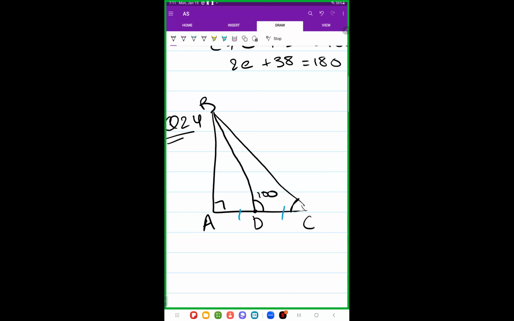But I don't have any third angle given. Oh no, actually I do. Sorry, my bad. Will I get 10? For like, I just added 90 with 100 and then I subtracted that from 180.